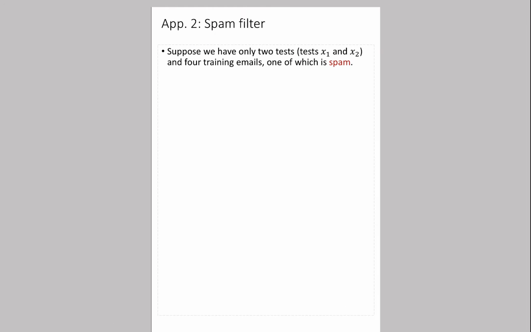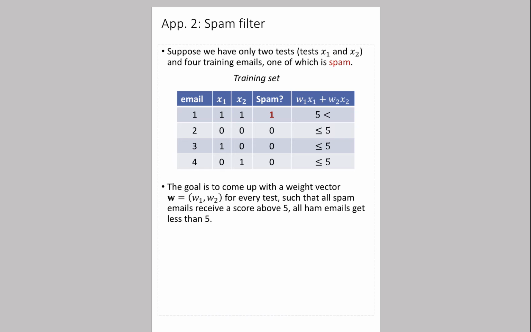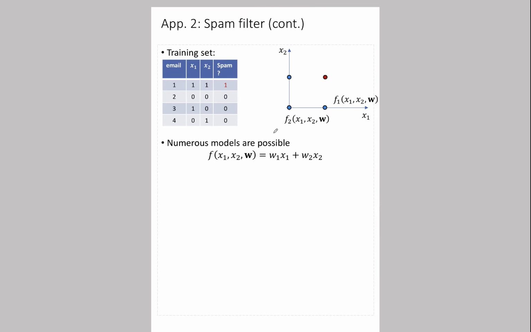For simplicity, suppose we have only 2 tests, test x1 and x2, and 4 training emails, one of which is spam. The goal is to come up with a weight vector, w, such that all spam emails receive a score above 5, and all ham emails get less than 5, as shown in the rightmost column. Geometrically, the goal is to separate the plane or the space into the 2 half-planes or subspaces. One subspace encapsulates ham emails, and the other one spam emails.